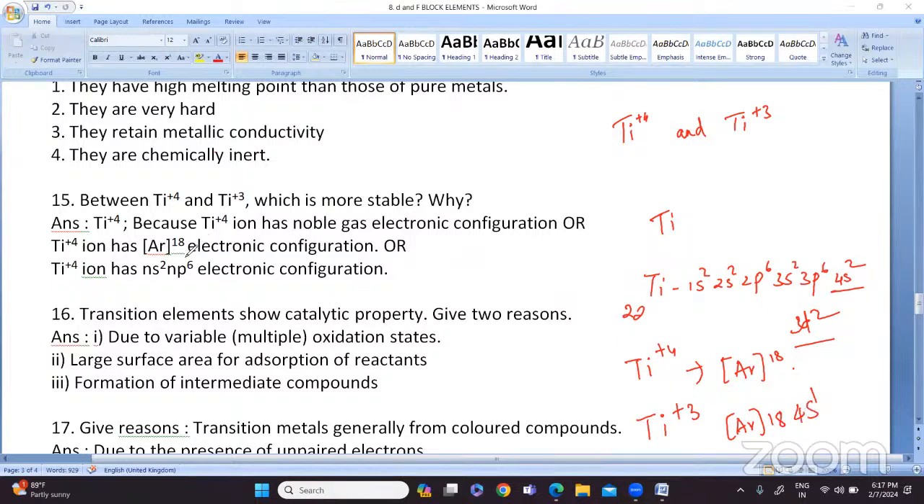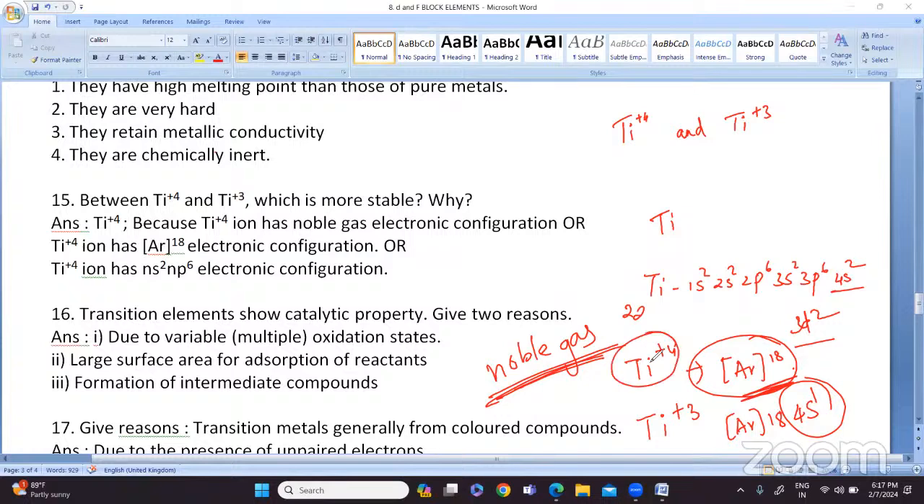So which is more stable? Here only one electron is there, but this is completely stable. When it is completing its octet, or is nearer to the noble gas, it is stable. Titanium plus 4 has a noble gas configuration. Because of that reason, titanium plus 4 is more stable as compared to titanium plus 3, because in titanium plus 3 there is again the presence of one electron, and because of that one electron it will be unstable.